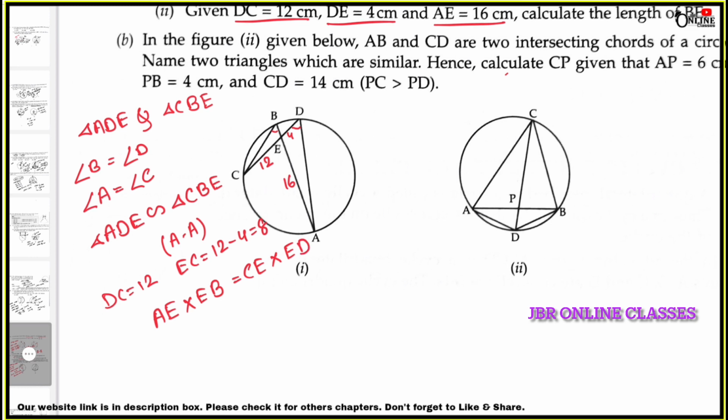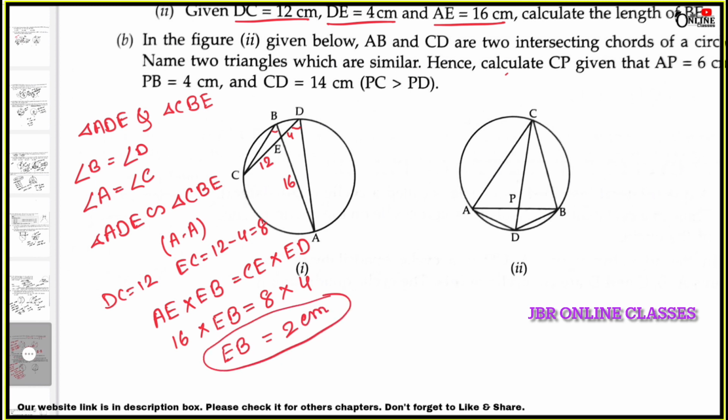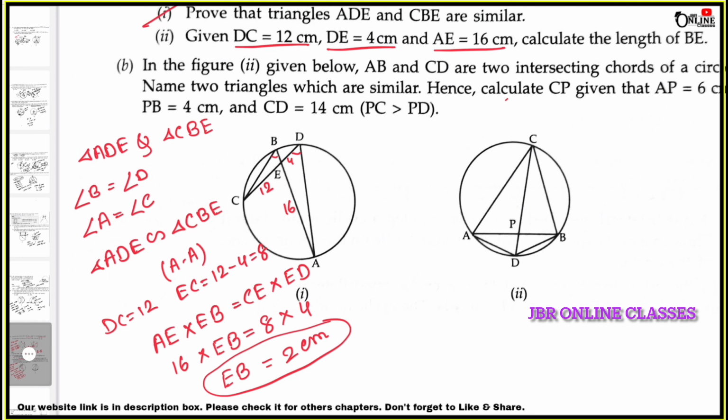I hope you know that theorem. So here AE is 16, we don't know the value of EB, but we know CE is 8 and ED is equal to 4. So EB equal to 2 centimeter. Okay, that is your answer.